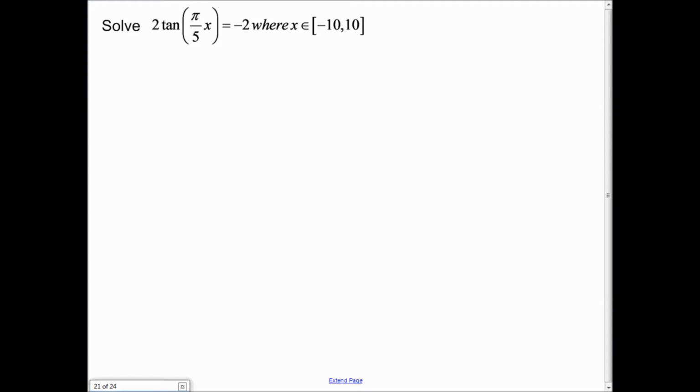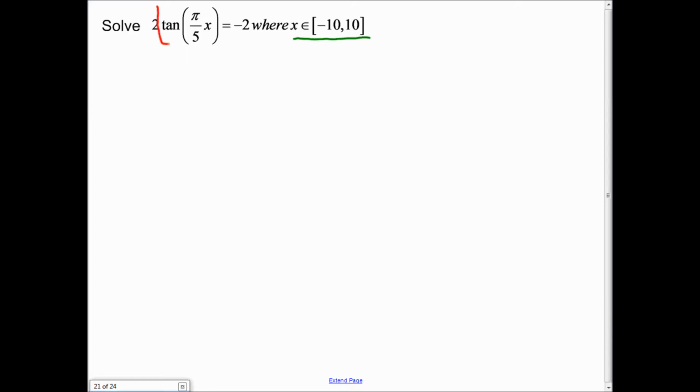Okay, so this time we're going to try solving this kind of equation. Again, we have to keep in mind that we have a restriction on the domain. So x is only allowed to exist between -10 and +10. And we're going to start by isolating the function itself as much as possible.